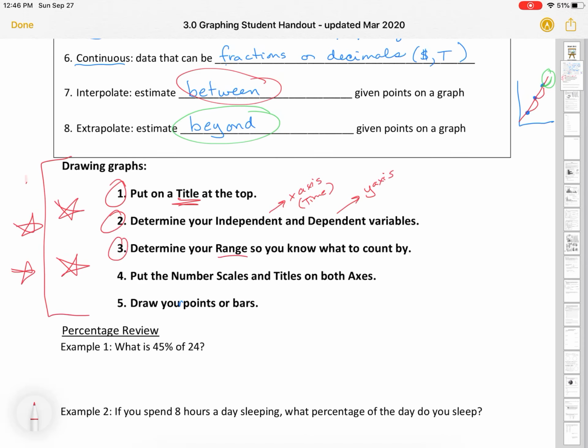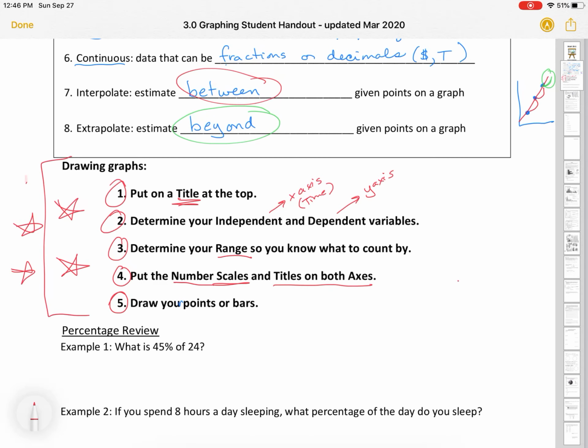Determine your range so you know what to count by. Very important for how you sketch out your graph. Once you've determined that, then you can put number scales and titles on both axes. You want to include that so people know what the measurement is. And then once you've done all that, then you can draw your points and bars.